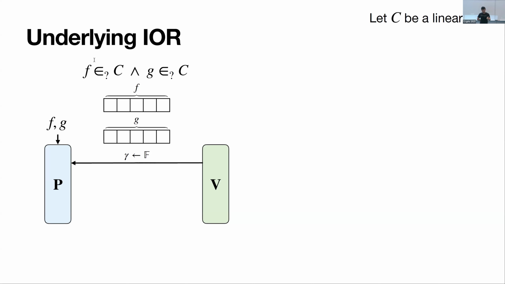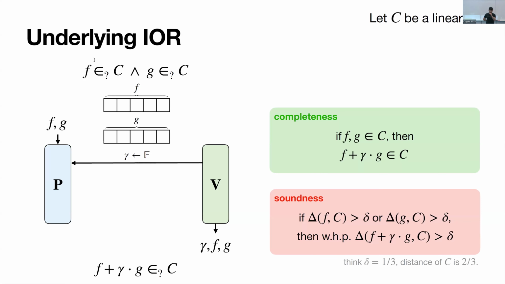Well, the natural approach would be to take a random linear combination of these two vectors. So the verifier will just say, okay, instead of testing whether or not these two vectors are in the code, I'm just going to test that this random combination is in the code. Completeness and soundness follow from linearity of the code, as well as the proximity gap of the code, which I won't go into.